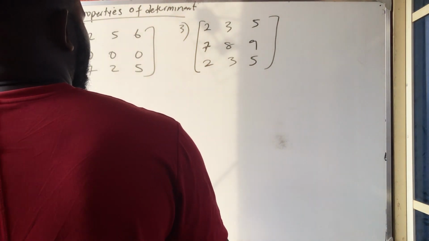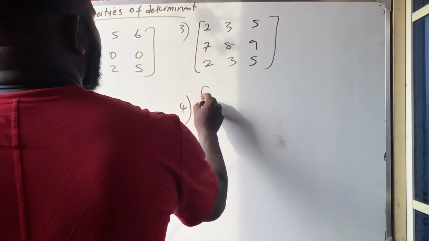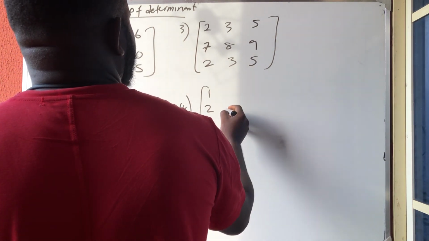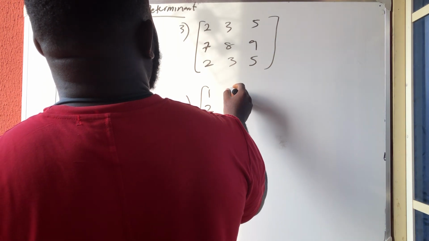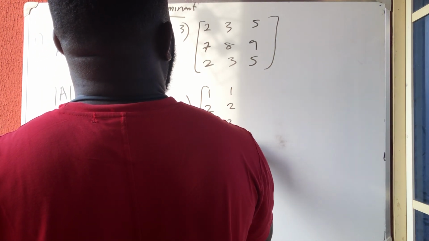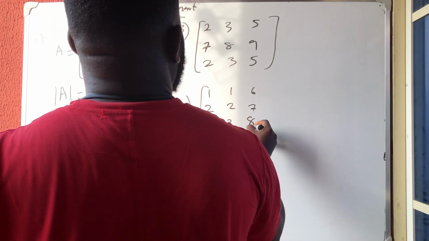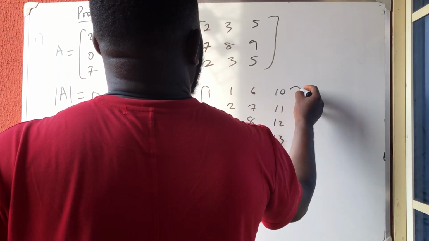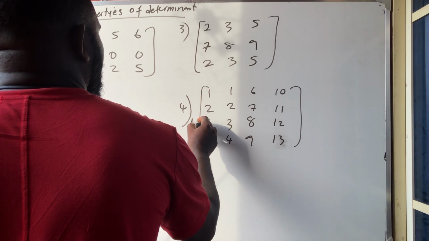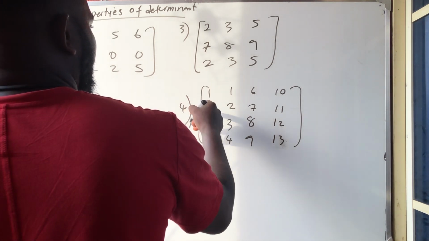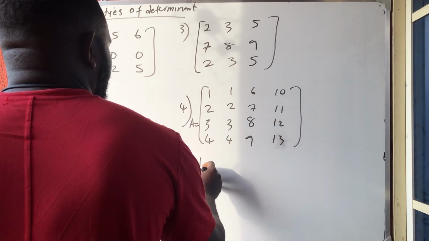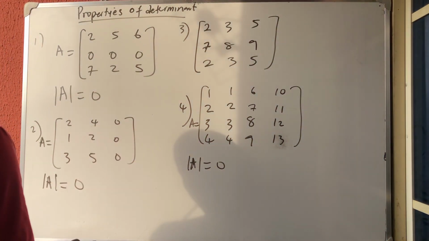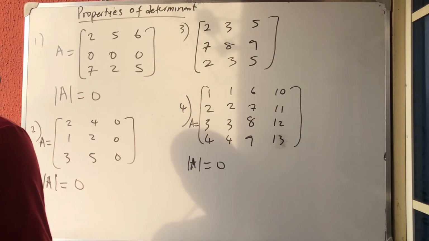The same thing is applicable if two columns are equal. For example 1, 2, 3, 4, maybe another 1, 2, 3, 4, then 6, 7, 8, 9, 10, 11, 12, 13. Once you have that A is equal to this, and you are seeing that two columns are equal, automatically the determinant of that matrix is still 0. Okay, you need to note that.